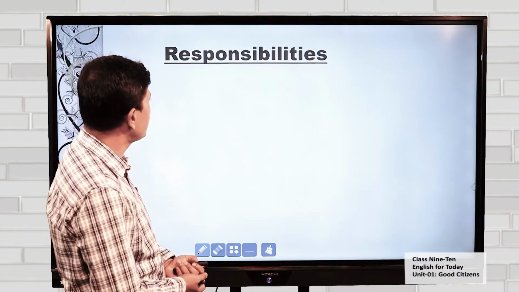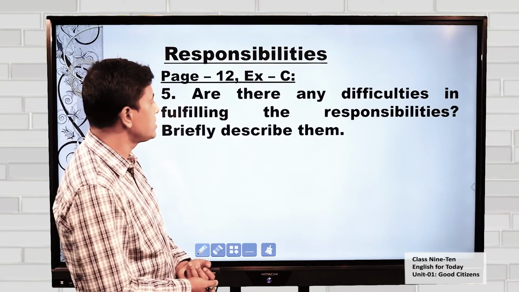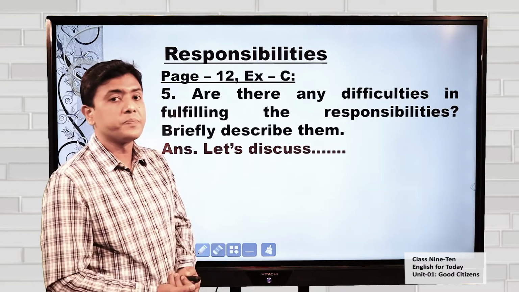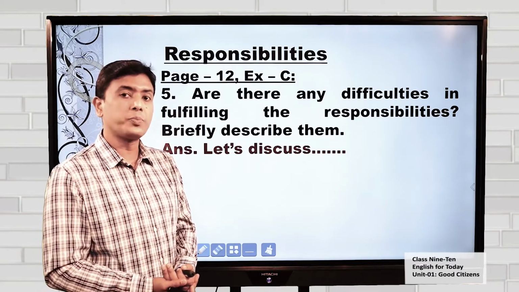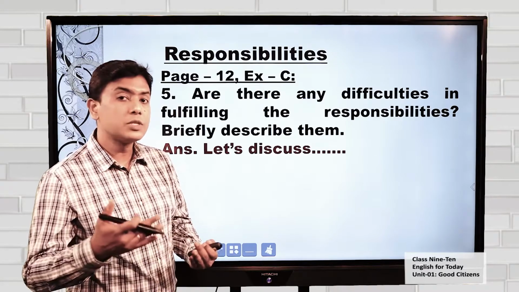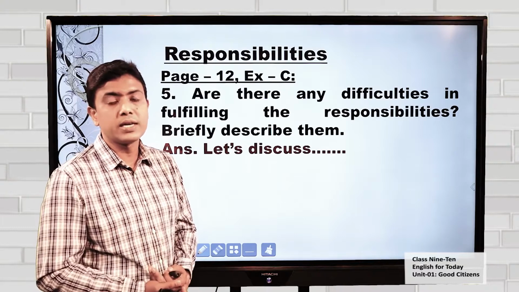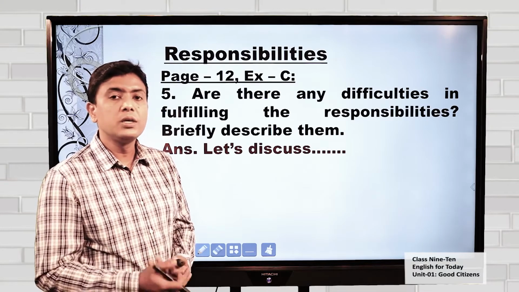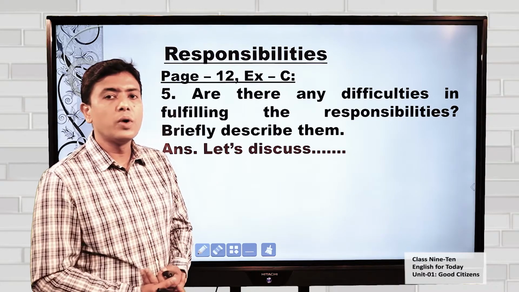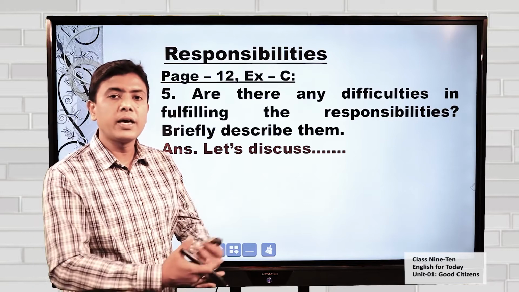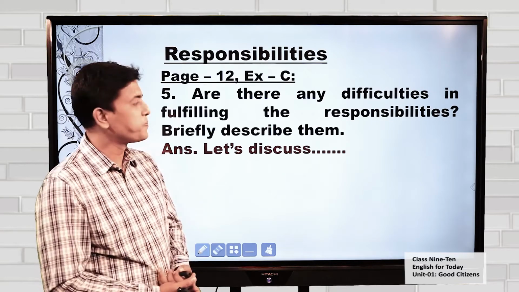Next one, number 5. Are there any difficulties in fulfilling the responsibilities? Briefly describe them. Definitely, there can be sometimes difficulties when you want to perform a duty in the society. Sometimes you may have some disturbances. Sometimes there will be some setbacks in the society. So what should you do? You should talk to the concerned authority. You should talk with the people who are not allowing you. And by having a discussion, I think you can easily overcome the challenges.